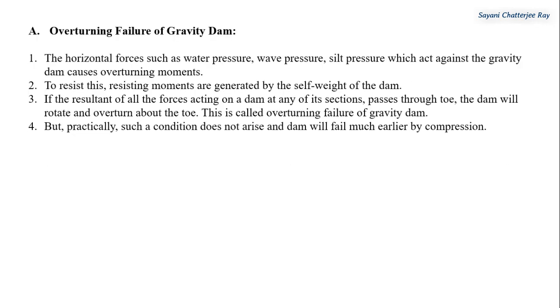Overturning failure of gravity dam. The solid gravity dam may fail by overturning at its toe when the total horizontal forces acting on the dam are greater than the total vertical forces, that is, its own self-weight. In such a case, the resultant force passes through a point outside the middle third of the base of the dam. The overturning may be caused at the downstream edge of any horizontal section.